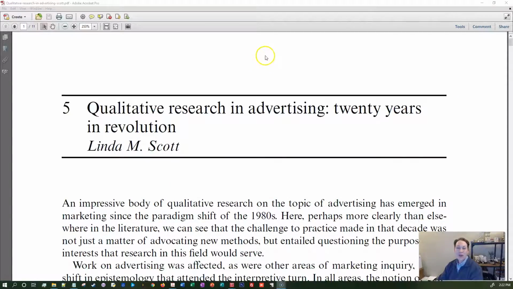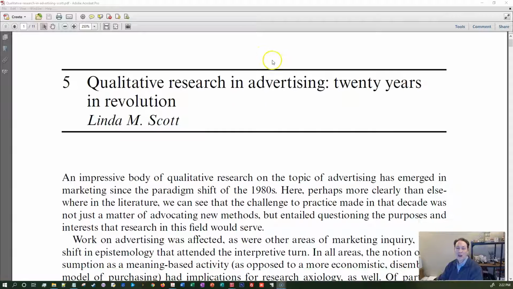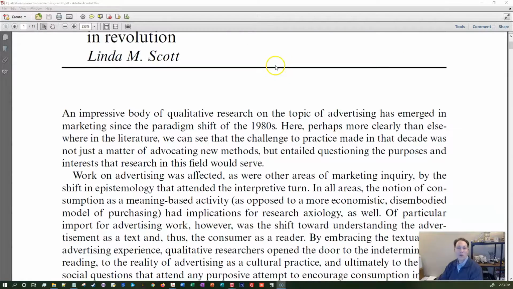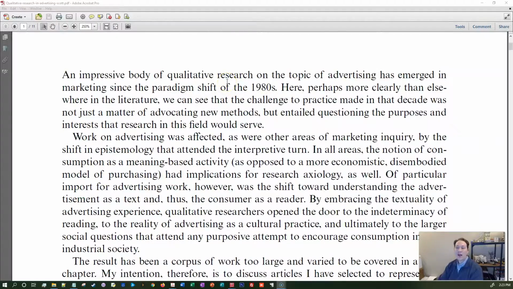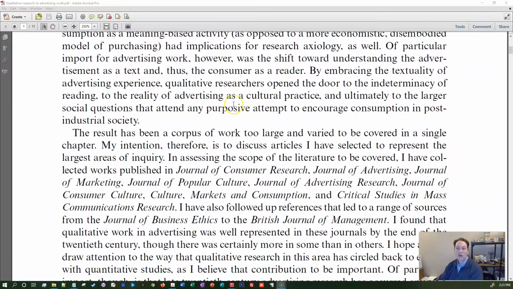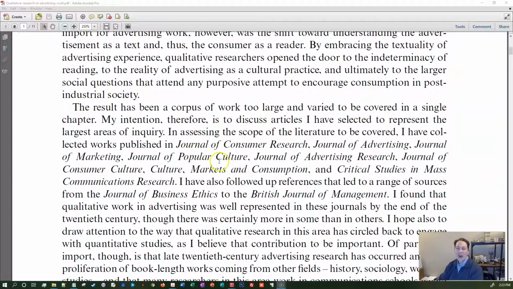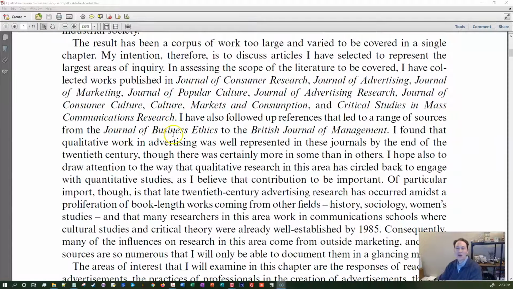The next that we're going to look at is qualitative research in advertising. And this is another historical piece that is written by someone who really knows her stuff, Linda M. Scott. And what is, I think, a little bit more interesting about this article is that she did a meta review of a lot of different journals. And what she was trying to find was how qualitative work was being represented. And some of them did a better job than others, she says, of talking about qualitative research.